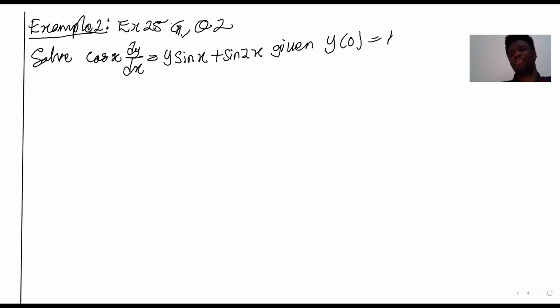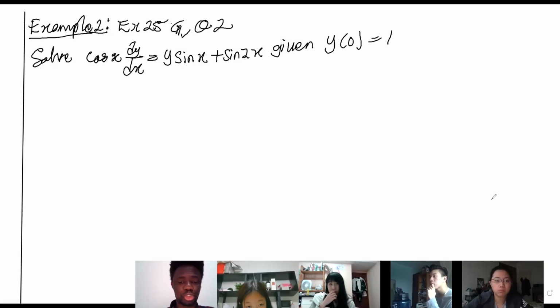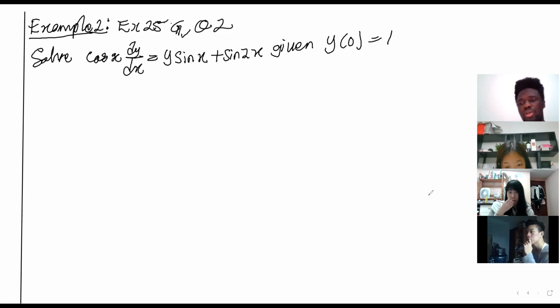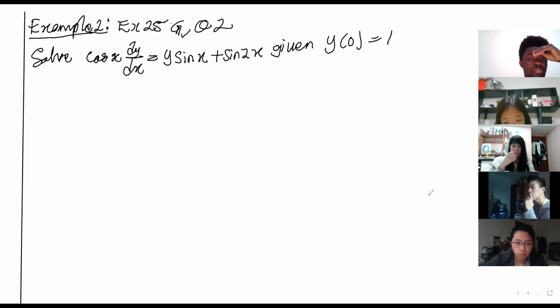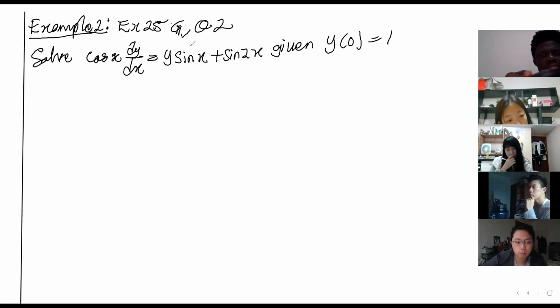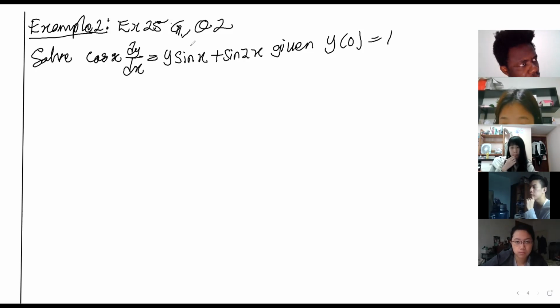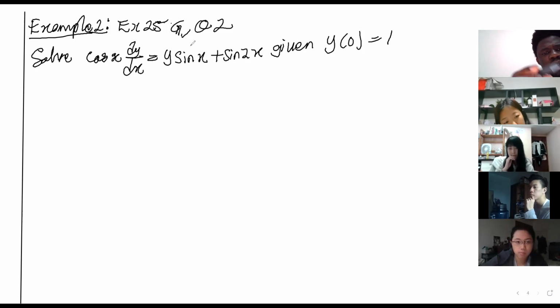Let's solve this together. So I will need contribution. Please turn on your mic so we can discuss together. What is the first thing we should do? What's the first thing that must be done? Please talk to me. Y sine x on the left side. Say that again. Y sine x on the left side. Okay. So it said y sine x on the other side.